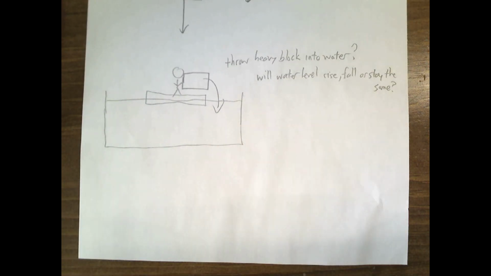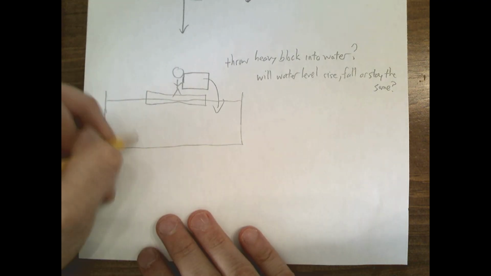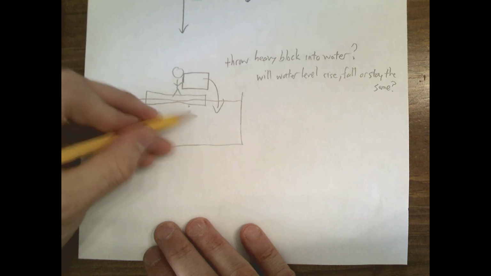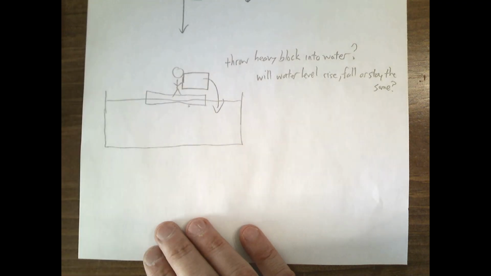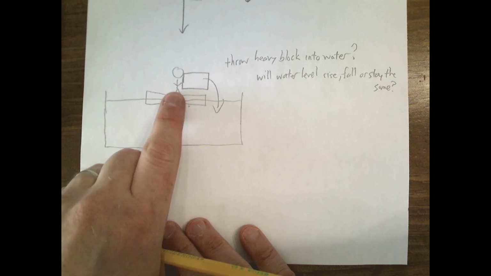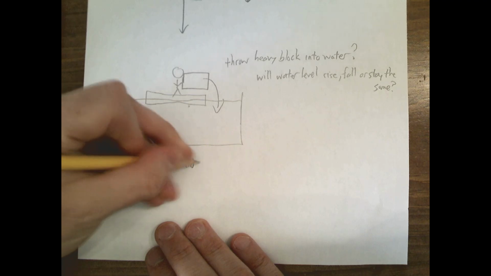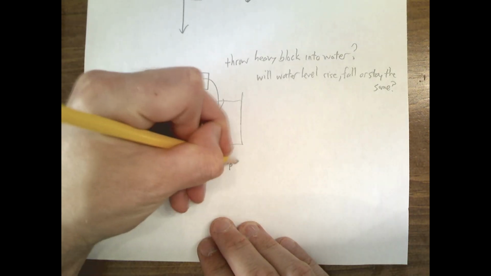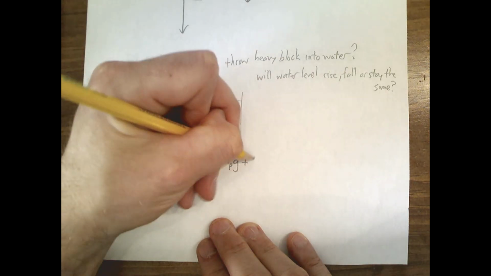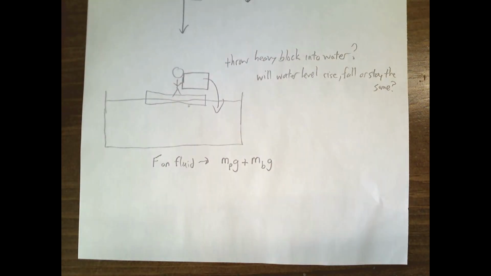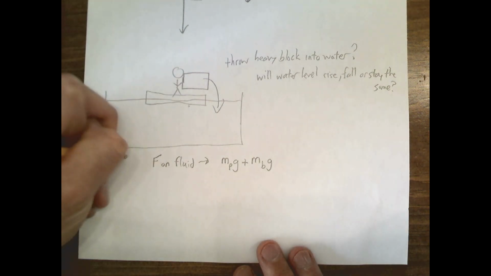When the block is outside of the water, the force acting on the actual fluid is going to be, we'll assume the raft doesn't really have a mass, but you have a mass. So the force acting on the fluid due to the weight of the block and the raft is this. Force on fluid is going to be equal to your mass, m person g, plus the weight of the block times g. This is before we've thrown it in.